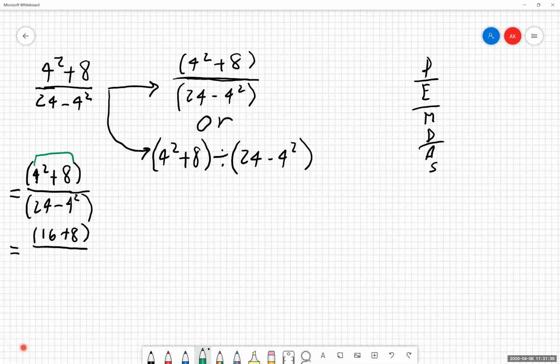Then I'm going to work with my denominator because it also has a set of parentheses in it. Restarting PEMDAS inside that set of parentheses, I have an exponent showing up, so I have to work with that first. So we get that there.